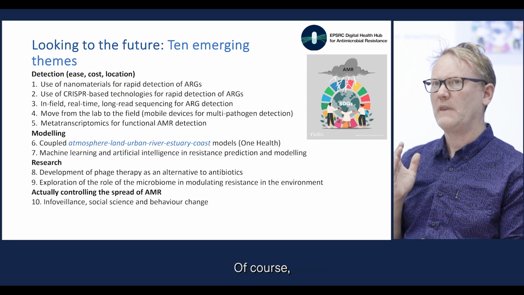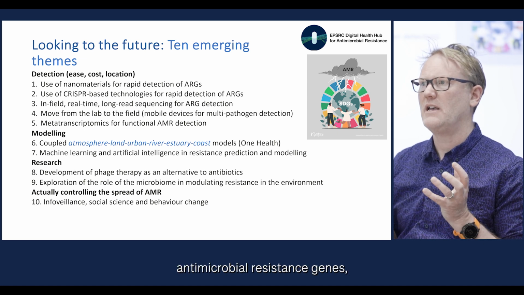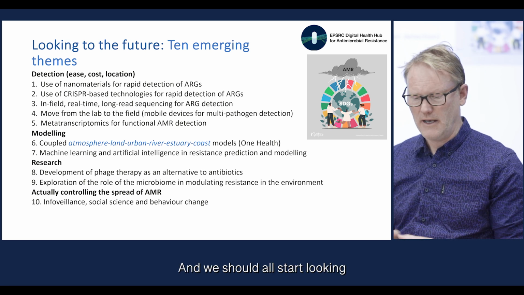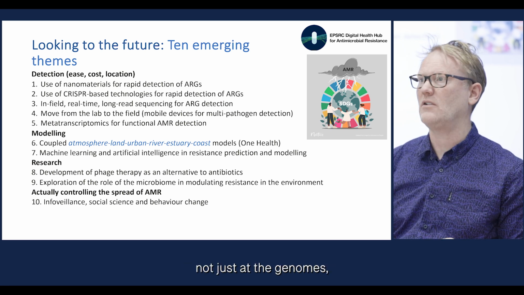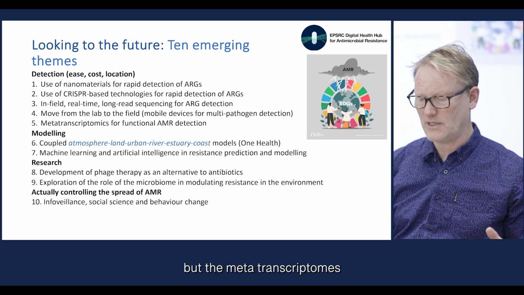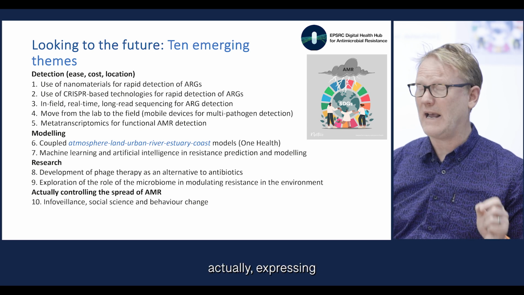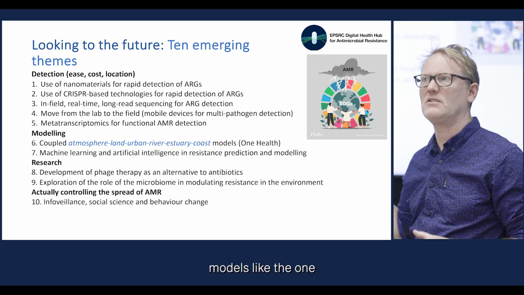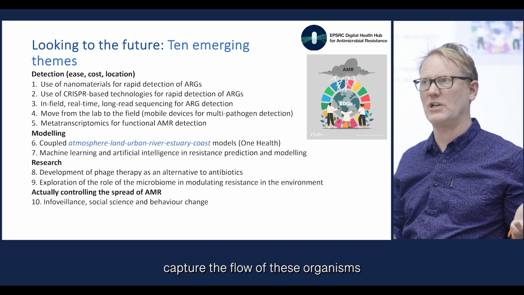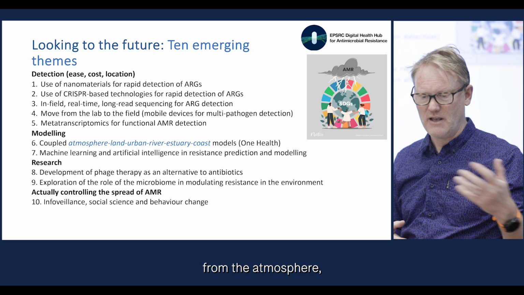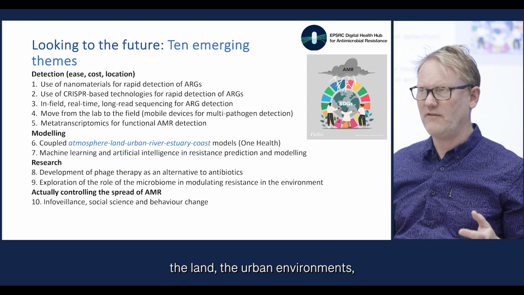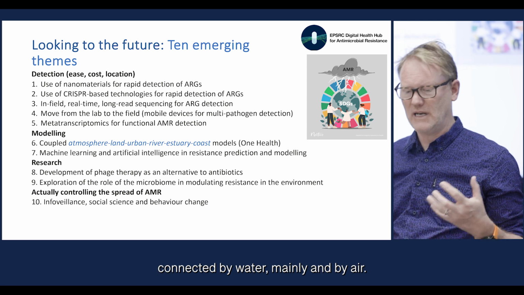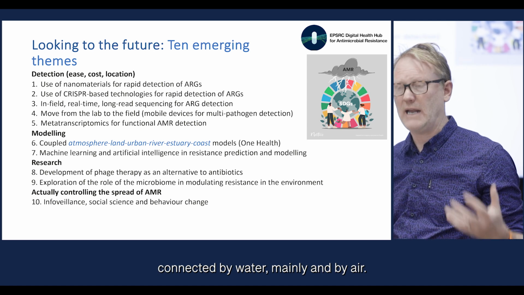Of course, when you've got so many antimicrobial resistance genes, that's where it becomes more of a challenge. Which ones do you target? And we should start looking not just at the metagenomes, but the metatranscriptomes to see which organisms are actually expressing these genes at any one time. We're going to have better models like the one I've just put up that capture the flow of these organisms from the atmosphere, the land, the urban environment, rivers and estuaries and coasts. They're all connected by water mainly, and by air.